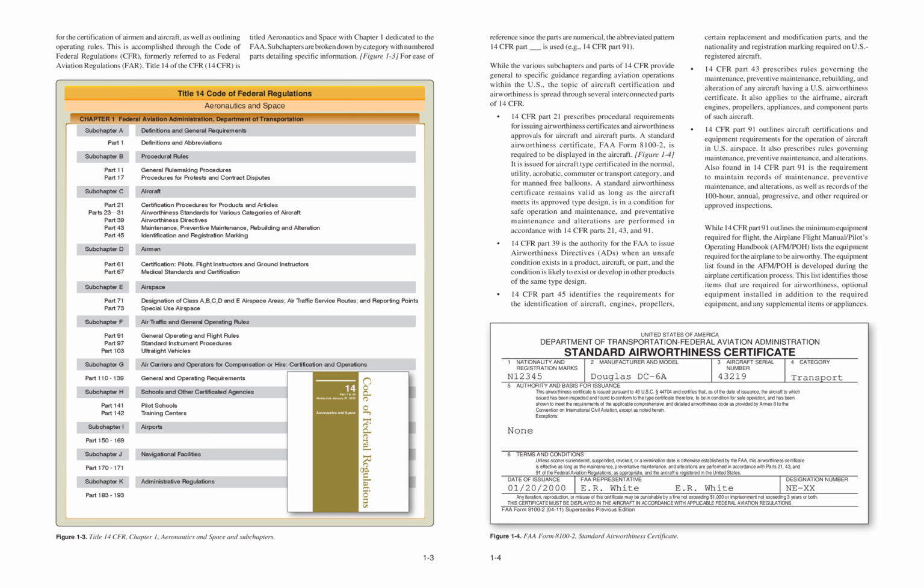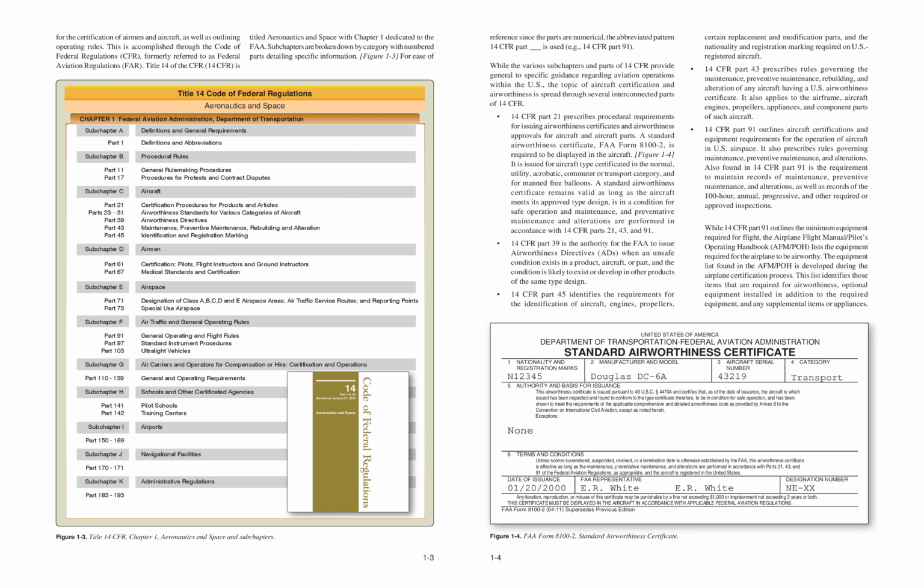Reference. Since the parts are numerical, the abbreviated pattern 14 CFR part underscore is used, for example, 14 CFR Part 91. While the various subchapters and parts of 14 CFR provide general to specific guidance regarding aviation operations within the U.S., the topic of aircraft certification and airworthiness is spread through several interconnected parts of 14 CFR.